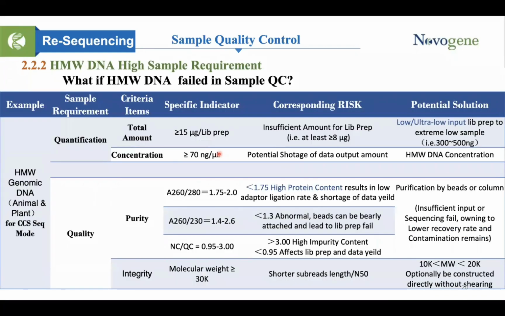On this page, we concluded specific indicators in 4 categories: total amount, concentration, purity, and integrity, and their corresponding risks for failed samples. We also suggest potential solutions for reference in these conditions. But I'm not going to break it down further. You can check and use this table if you unfortunately have a failed sample.